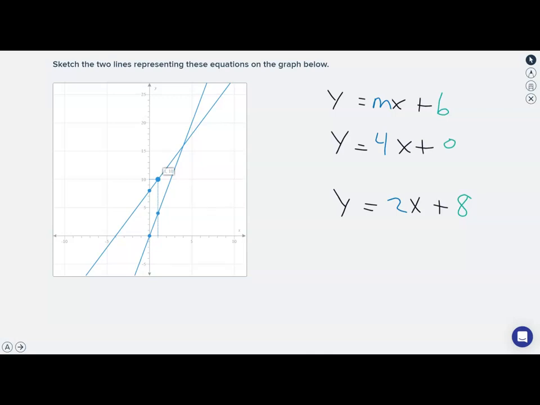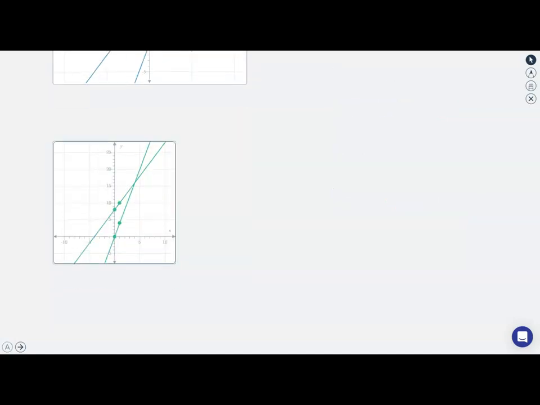So by using slope-intercept form, working with the intercepts and then the slopes, we were able to graph both equations that represent the cost that Homer has to pay for each class that he takes. We can now reveal the answer and see that we're correct.